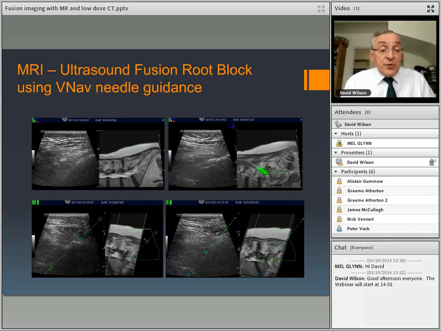When we rotate the probe, that targeting point stays in exactly the same anatomical location. So it's out where the nerve root is exiting on the axial. And of course, the ultrasound, although we can't tell that, we're happy with the fusion. We're sure it's in this location.